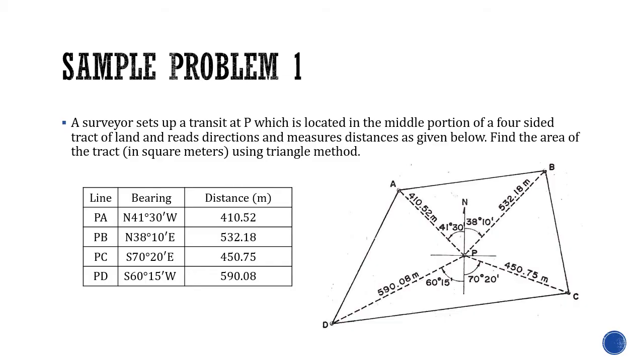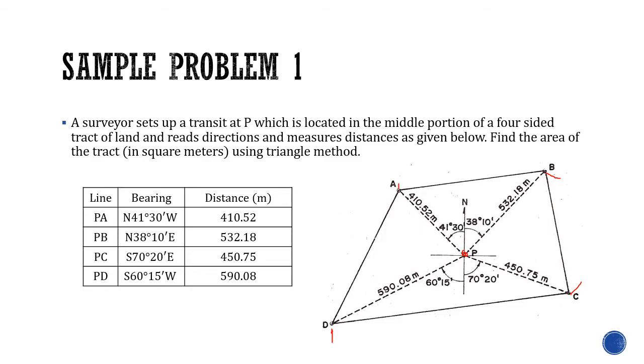Yung figure natin, para siyang square, pero hindi siya square kasi hindi perpendicular yung sides niya, and hindi rin same length yung sides niya. Quadrilateral ang tawag dyan. So in general, four sides quadrilateral. Given yung mga distances from P ng A, B, C, and D. Given din yung mga bearing nila. Kunin mo daw yung area using triangle method.